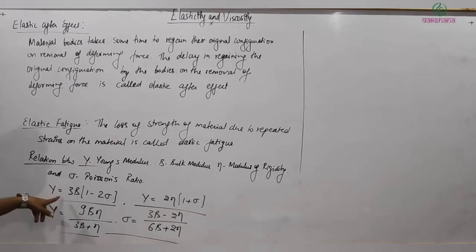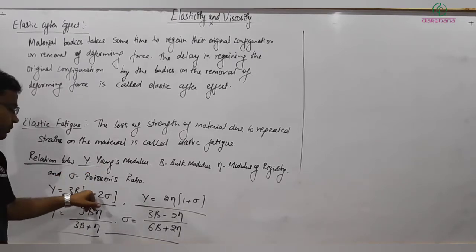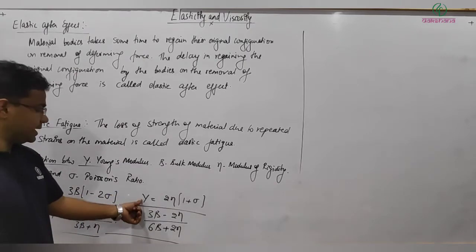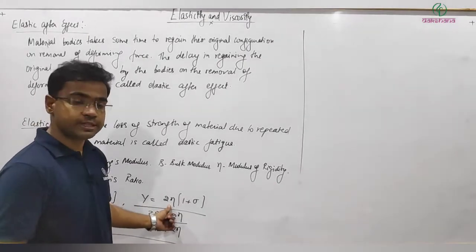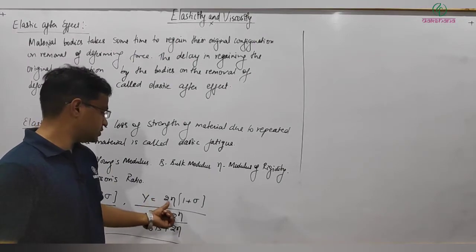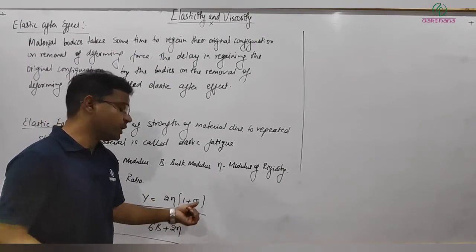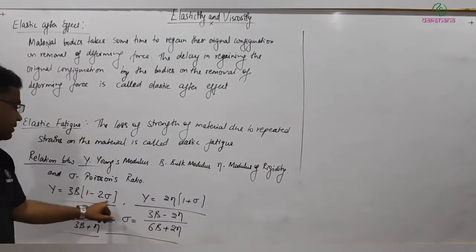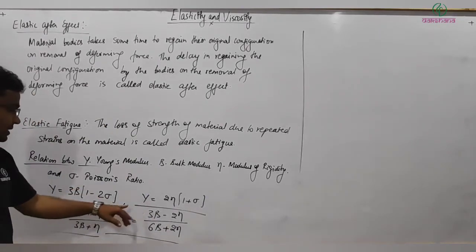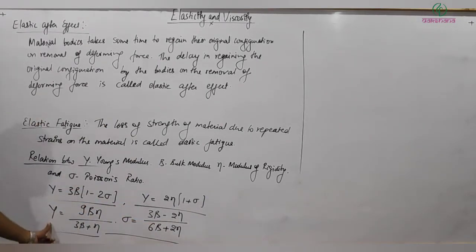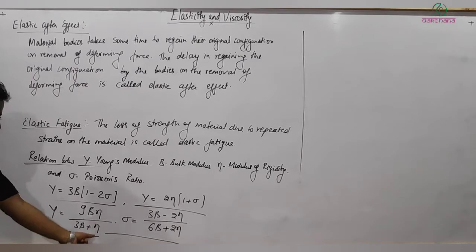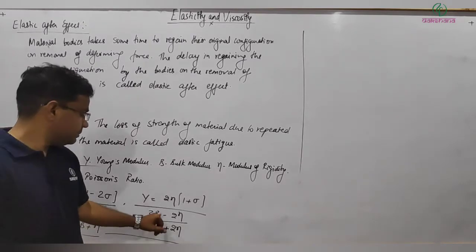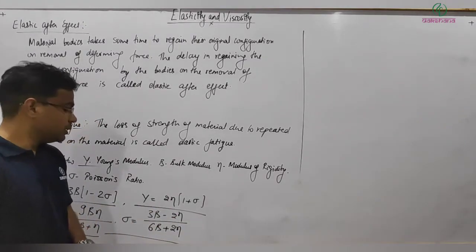So Y, Young's modulus, is related to 3B, that is bulk modulus, into (1 minus 2 sigma), and similarly Y is also related to the modulus of rigidity: Y equals 2 eta into (1 plus sigma). Just from these two, eliminating Y and sigma, we get these relations also. Y is equal to 9B eta divided by (3B plus eta), and similarly sigma equals (3B minus 2 eta) divided by (6B plus 2 eta).